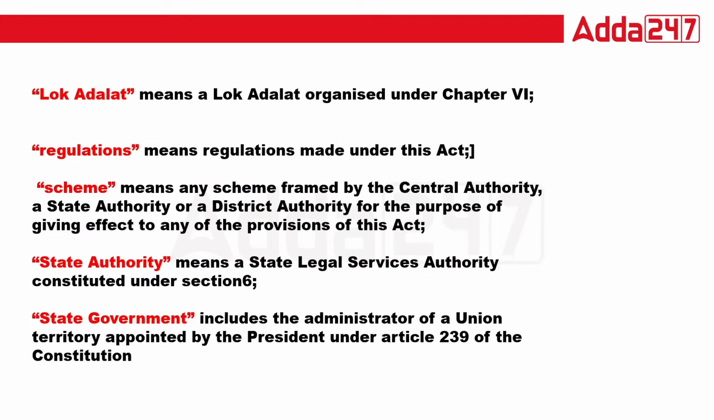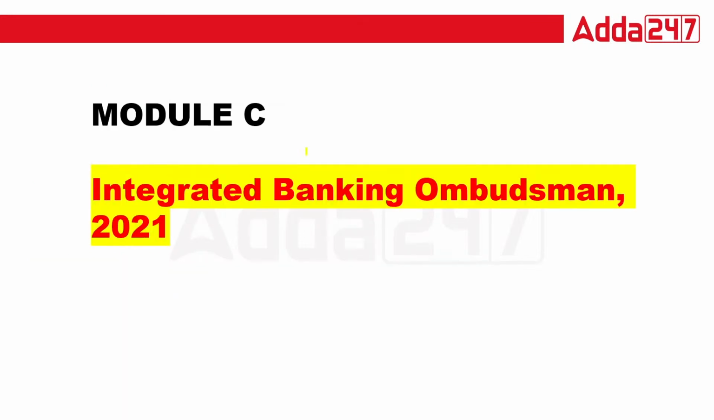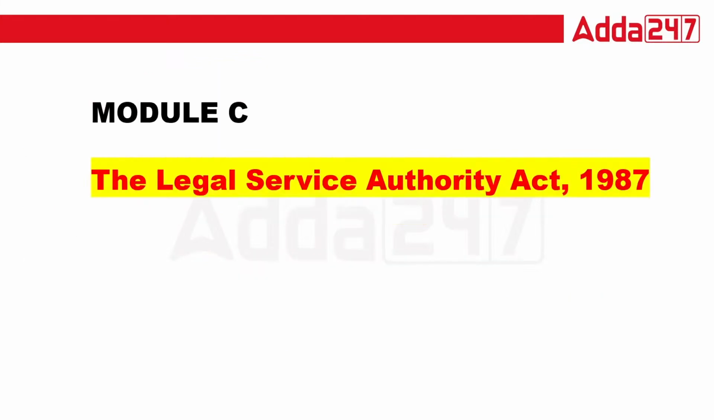Now, what is Lok Adalat? Lok Adalat is organized under Chapter 6. Regulation, scheme, state authority, nothing is important. Now, Module C: always remember, when we talk about the Legal Services Authority, that is Lok Adalat. So Lok Adalat is basically the helper of the court.